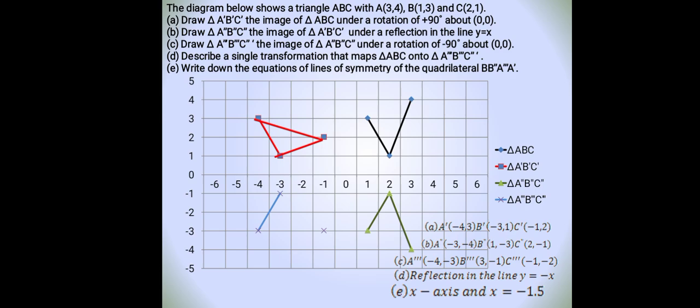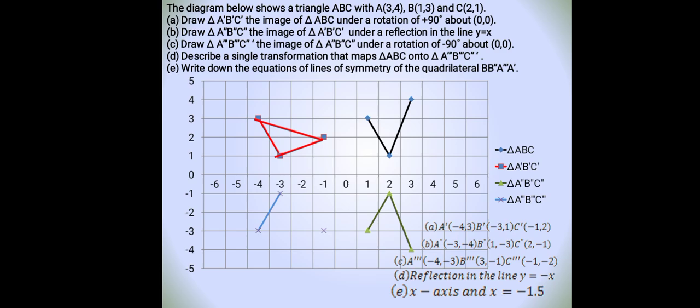The diagram below shows a triangle ABC with A(3, 4), B(1, 3), and C(2, 1). Draw triangle A'B'C', the image of ABC under a rotation of positive 90 degrees about the origin. Draw triangle A''B''C'', the image of triangle A'B'C' under a reflection in the line y equals x.